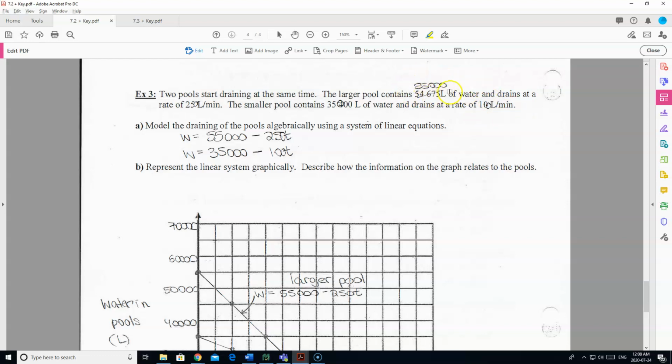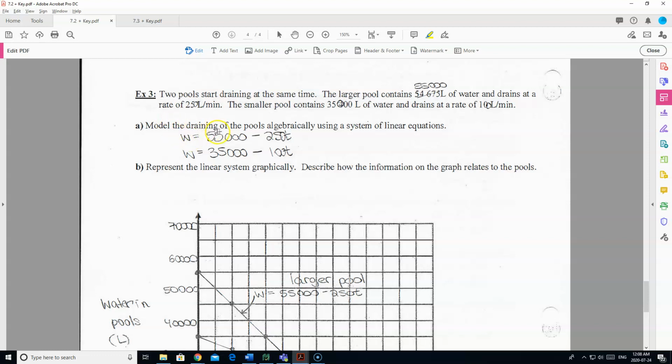The larger pool has more water, but it's draining faster, okay? So question A, model the draining of the pools algebraically using a system of linear equations. So this just means write an equation for both scenarios, okay? So here we got W, right? You can use any letter you want, but it makes sense to use W because that represents how much water there is left in the pool.